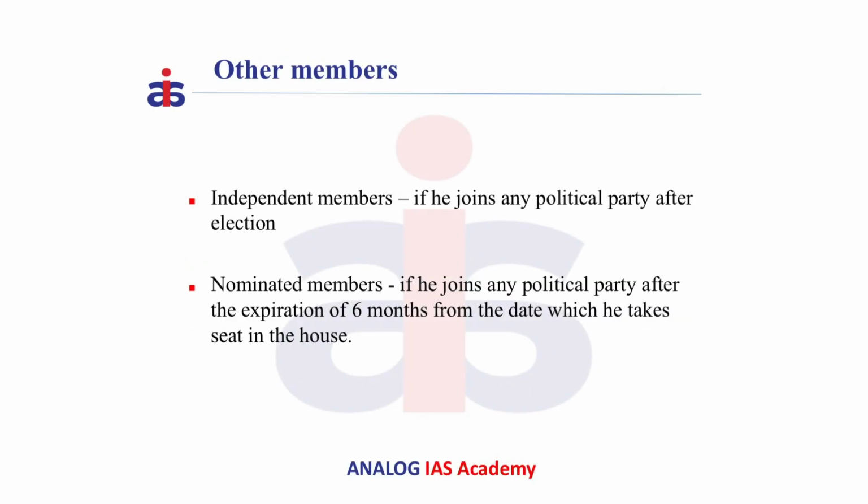Next, an independent member of a house becomes disqualified if he joins any political party after the election. Next, a nominated member of a house becomes disqualified if he joins any political party after the expiry of 6 months from the date on which he takes his seat in the house.